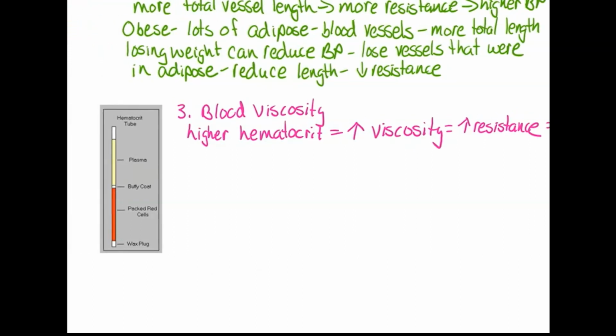So these are the factors that determine how much your heart has to work to pump blood through your arteries, which then in turn affects your blood pressure. The more resistance you have, the higher your blood pressure is.